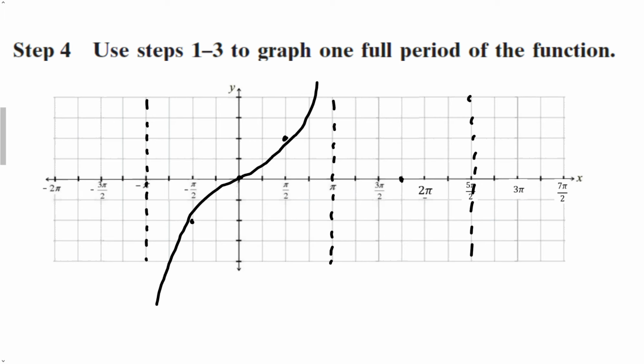That's not right. Sorry. Pi, 3 pi is my next asymptote, right? The total period of this function is 2 pi. So that's the middle of that. This is the middle here. This is the middle here. And we have our next set of coordinates, right?